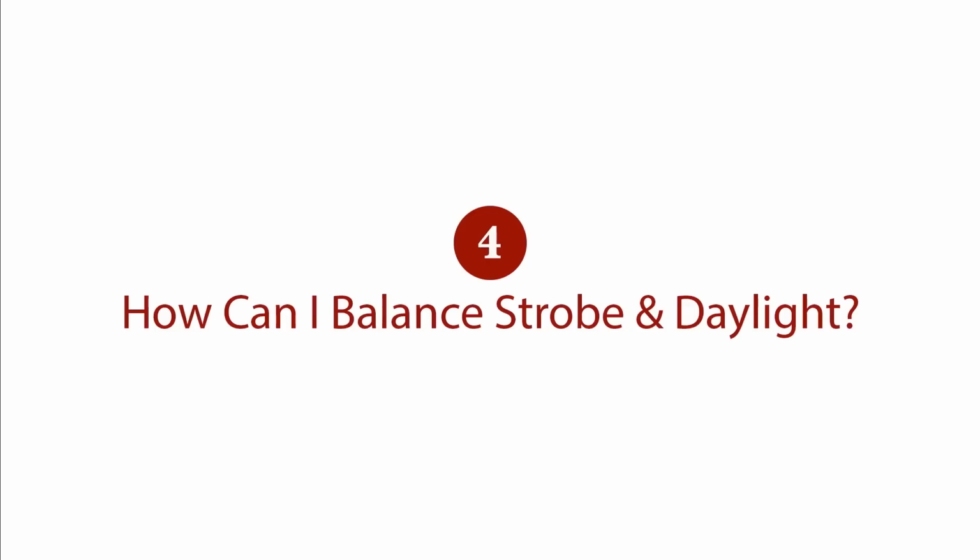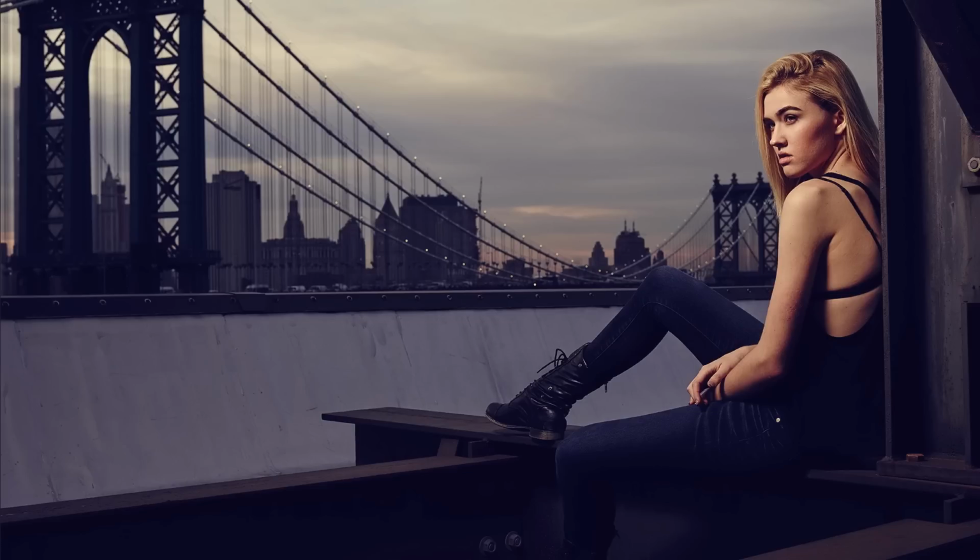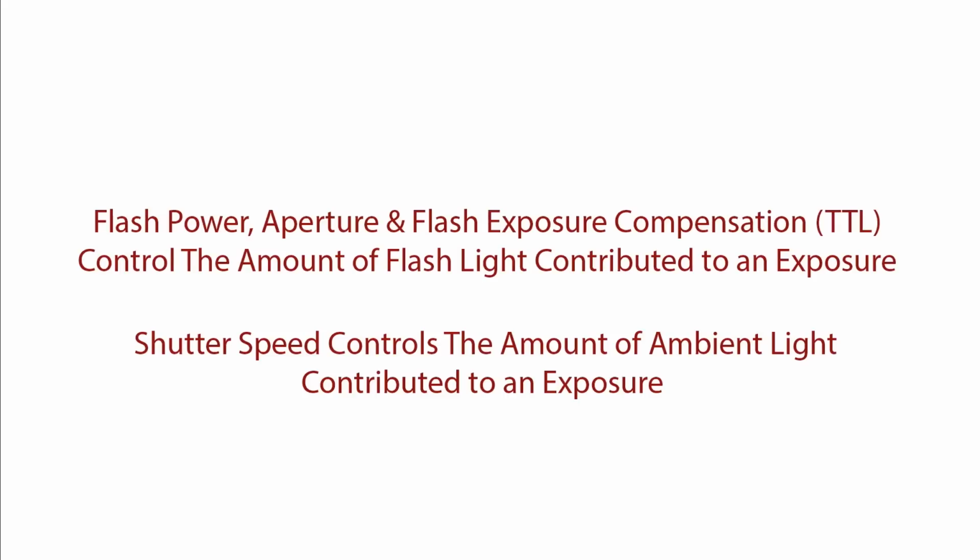How can I balance strobe and daylight? This is a question I get all the time. So here's an example of balancing ambient light and strobe. Basically, what I wanted to do was create a nice natural balance here between the two. You want to remember two basic rules of thumb when you're thinking about this in your head. Flash power, aperture, and flash exposure compensation, if you're using TTL, control the amount of flash light contributed to an exposure. It's really as simple as that.